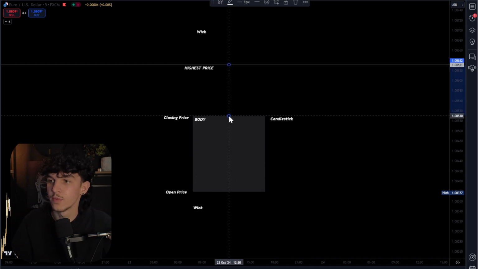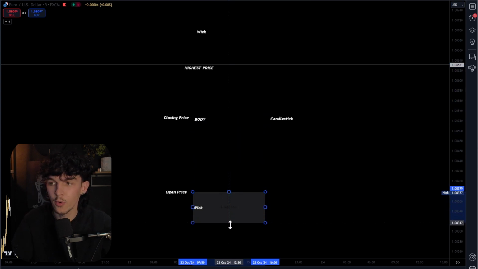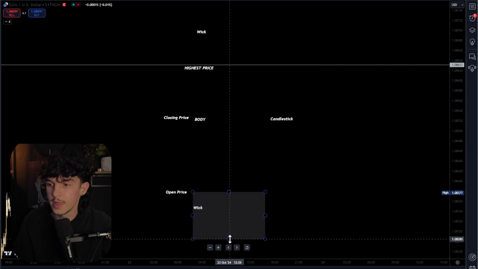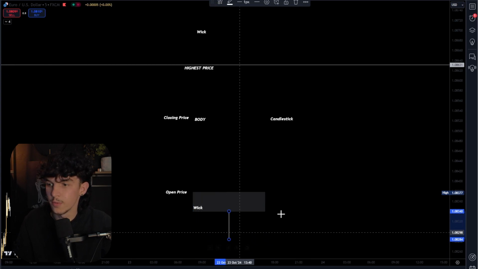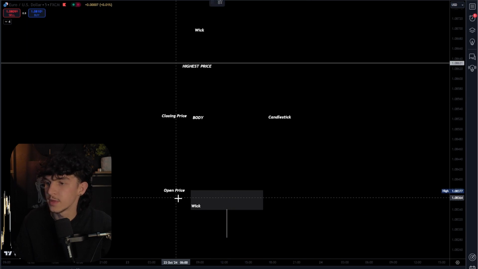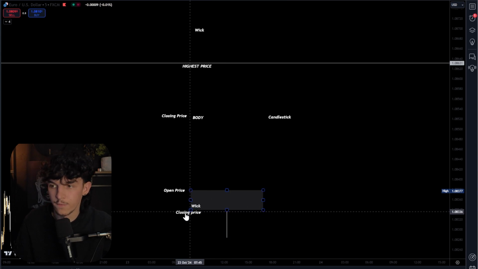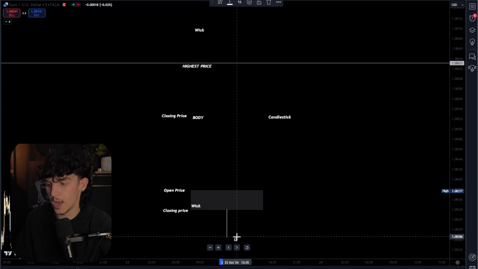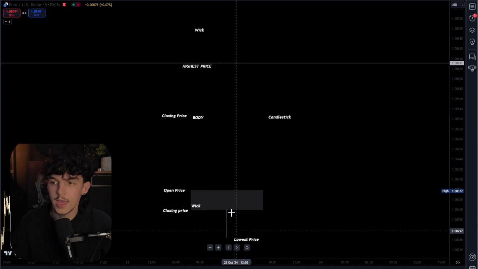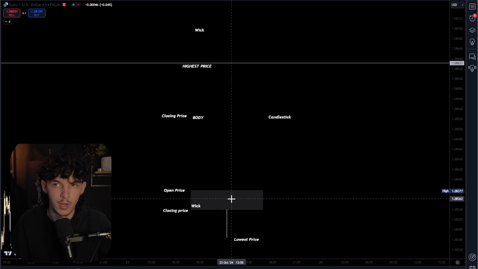And then let's say, for example, we forget all that, and it went down, all the way down here, and then went up a bit more. We then get given a wick like so. And this is again our closing price, where the bottom of the body of the candlestick closed, and this is going to be our lowest price. It didn't close at that lowest price. It went to that lowest price, but then came back up and closed here. That's how we get given a body, right?